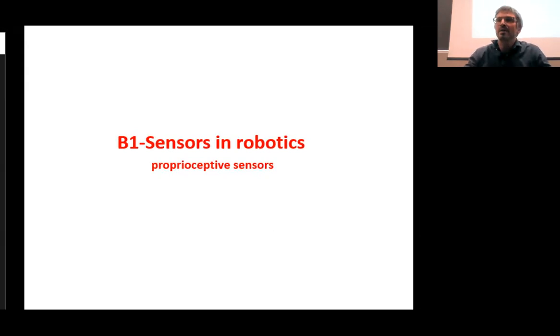Welcome everybody. Let's start the lecture. The last time we started to talk about sensors in robotics, and in this lecture we will describe two classes of sensors that you can find in a robot, that are the proprioceptive and the exteroceptive sensors.